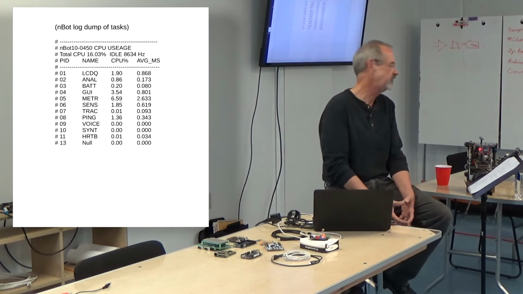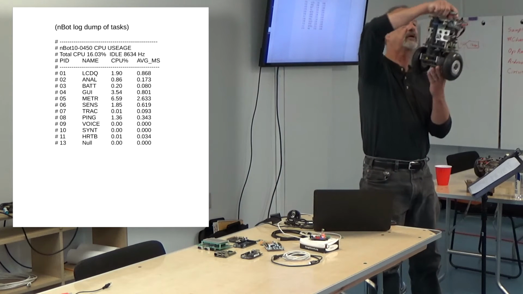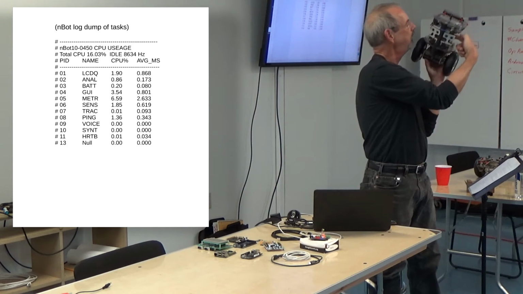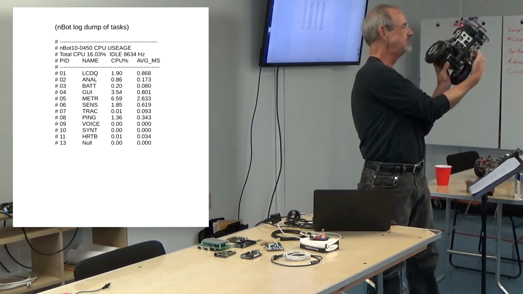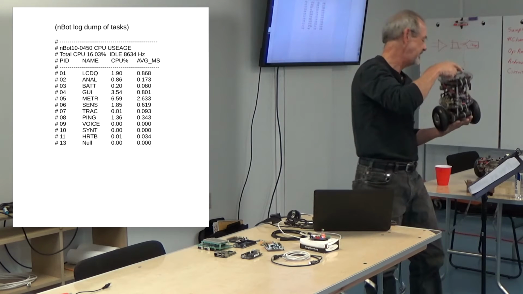The 11th one is heartbeat, and this is something that I run on most of my robots. If you look, I don't know if you can see, down inside there's a green LED right back in here, flashing on and off. That just goes on and off once a second and tells me that the system is alive.